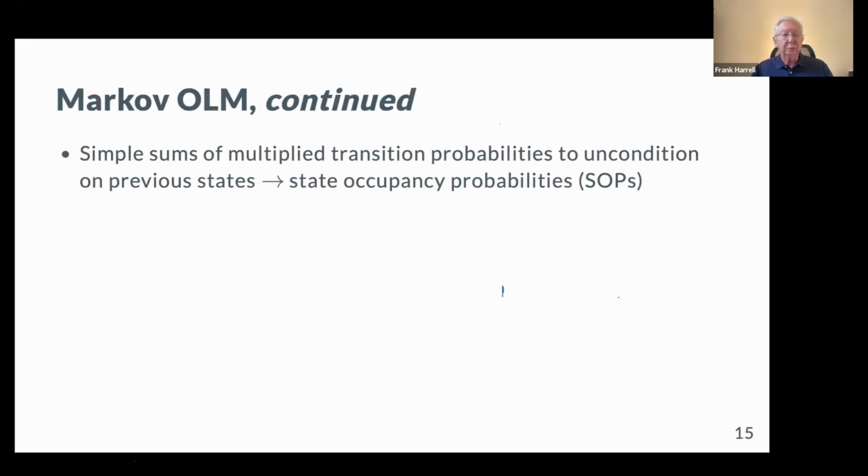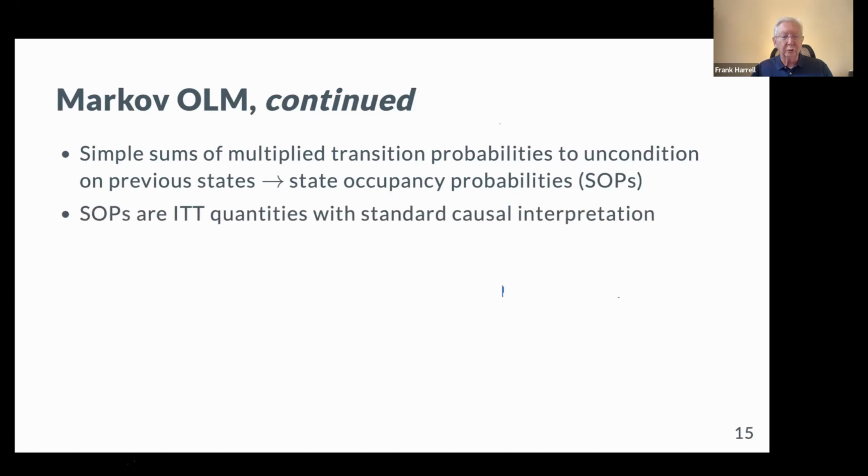And the way you get the state occupancy probabilities is you have to get these sums of multiplied transition probabilities. That's the way that you uncondition on the previous states. In other words, you're marginalizing. So what you're going to get is state occupancy probabilities, which are intention-to-treat quantities. In other words, these are prospectively defined quantities, unlike transition probabilities, which are more like time-dependent hazard ratios, which are not ITT quantities. They're not prospectively definable with a causal interpretation. So we do the causal interpretation on the state occupancy probabilities.